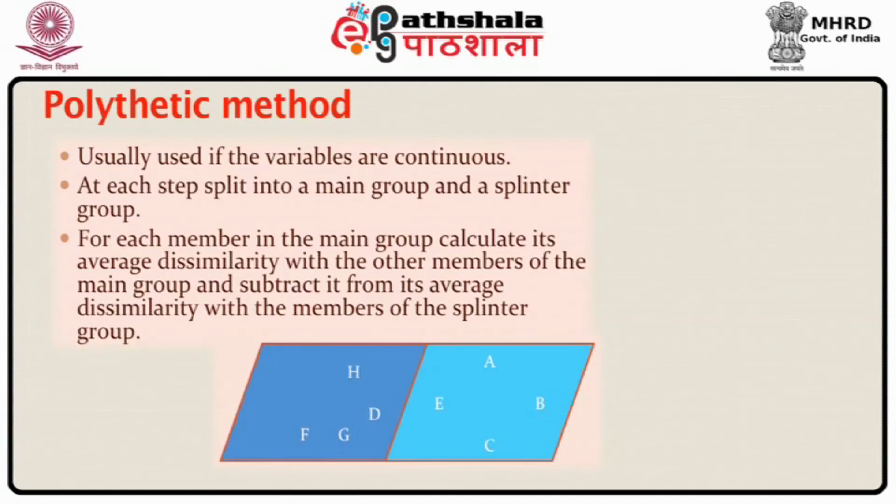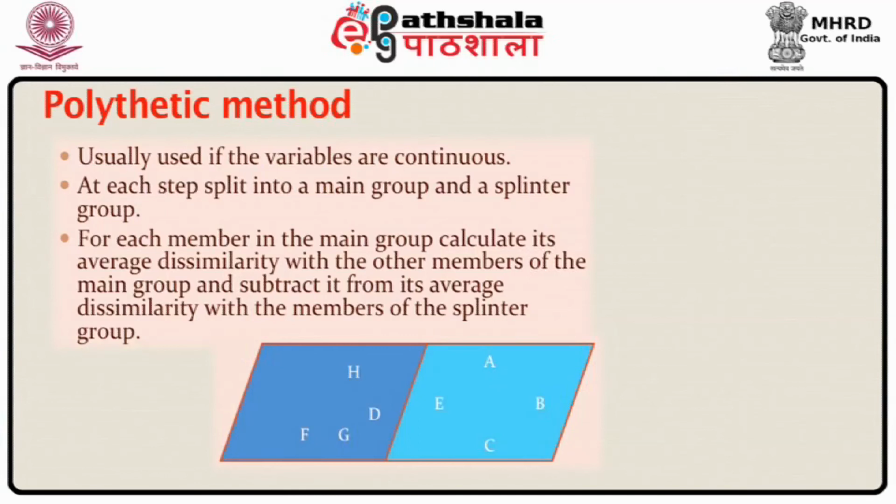However, if you look at E's average within the group, that is with A, B and C, it may not be smaller than its average with D, H, F and G. It's closer to D, probably much closer to D than to B. So this difference may not be negative in this case. So you can see that if you look at the main group, some of the differences would come out to be positive, some of the differences will come out as negative.